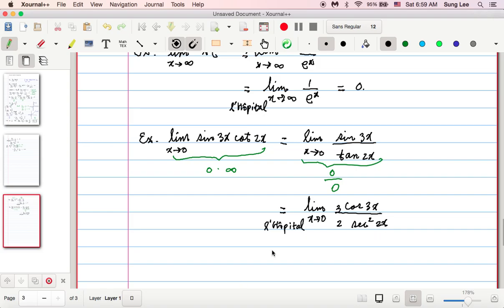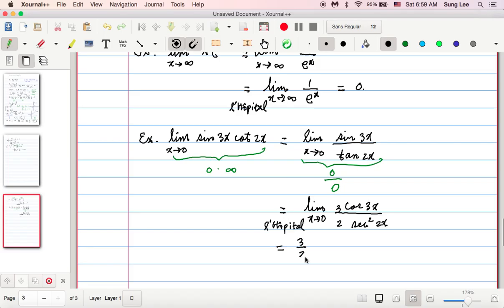Okay, so 3 over 2, that's a constant, comes out of the limit. And when x goes to 0, cosine 3x goes to 1. Secant, that's 1 over cosine, right? And so this also goes to 1 as well. So this leaves the final answer 3 over 2, 3 half.